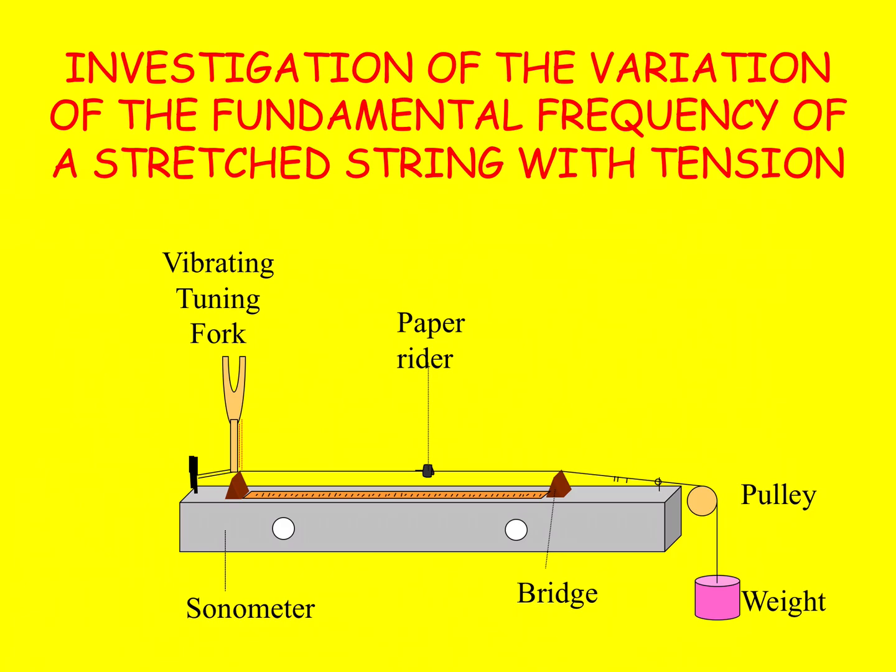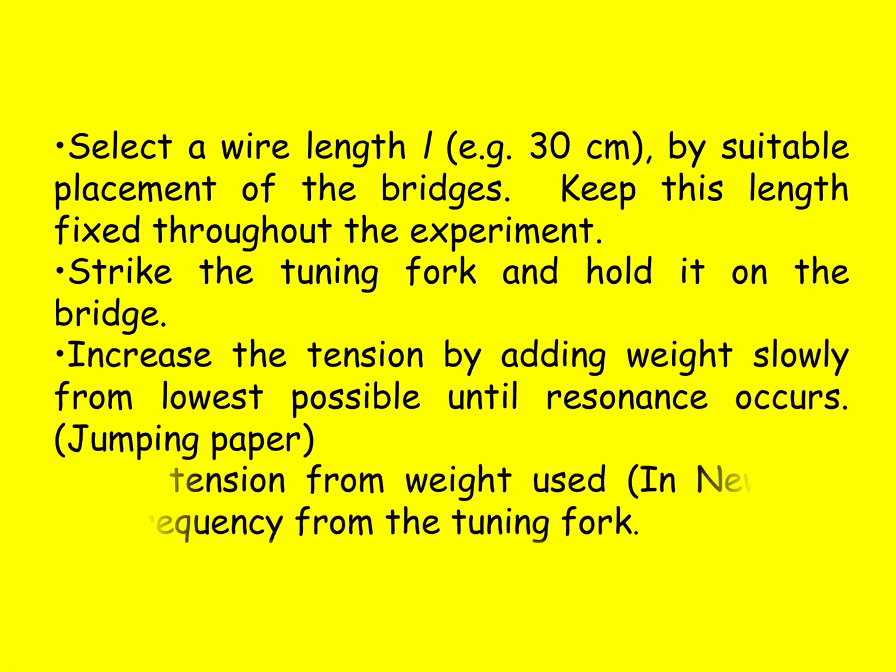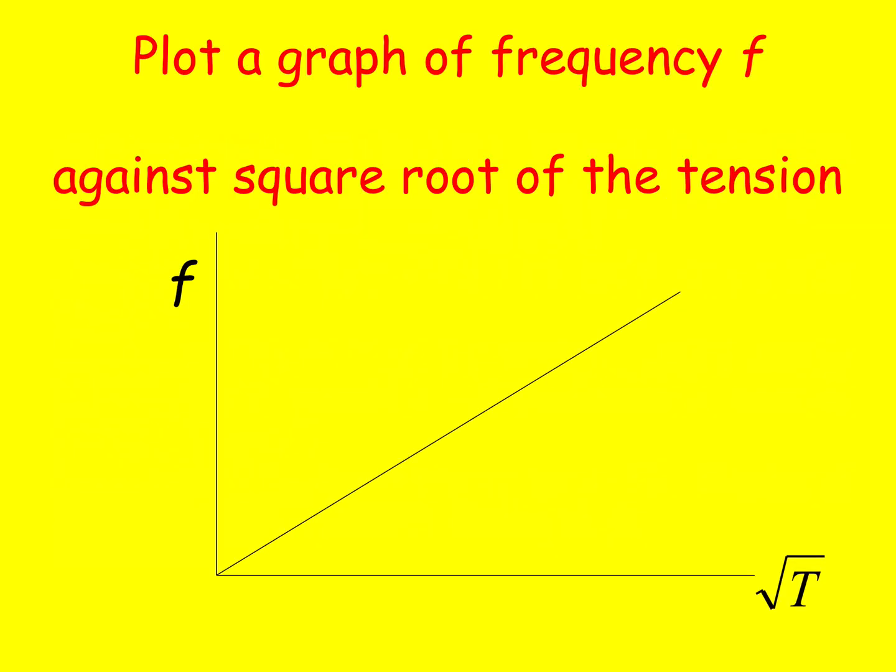Now you can also do the same experiment without measuring length, but tension, by increasing the weights that are making the string tight. So you have a vibrating tuning fork and you keep adjusting the weights until the paper rider jumps off. You just adjust the weights, and the weights are the tension. So they are what you plot, the weight for tension. And then you plot frequency against the square root of the tension, i.e. the square root of the weights you put on it.